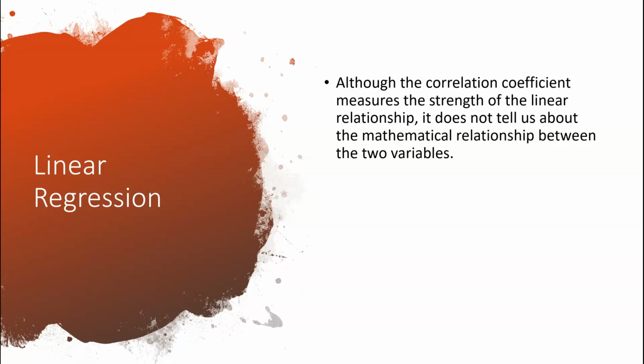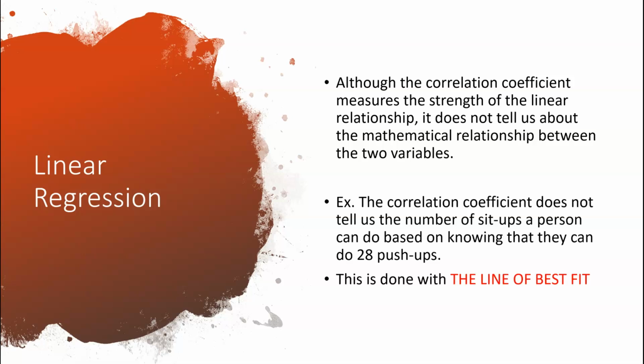Now, linear regression is when we draw a line to represent this. Although we know the correlation coefficient measures the strength of the linear relationship, it doesn't tell us about the mathematical relationship between the two variables. So a linear regression, or a line of best fit, gives us a way to predict other values. For example, knowing that a person can do 28 push-ups, with this linear relationship, we can then predict how many sit-ups they can do.